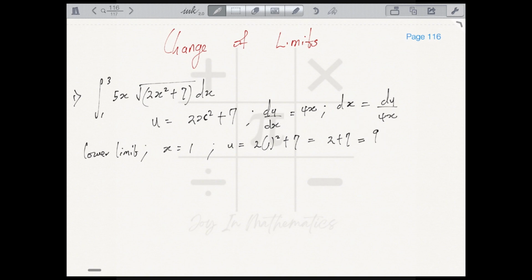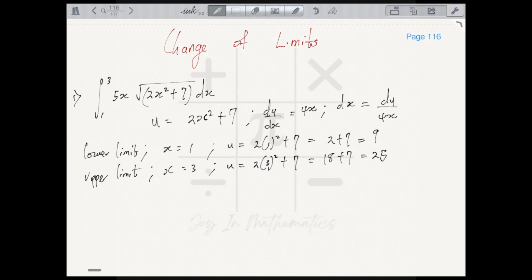And our upper limit, we have when x is equal to 3, and when x is equal to 3, u is equal to 2 times 3 raised to power 2 plus 7, and this will give us 2 times 9, that's 18 plus 7, which is equal to 25. So when x is equal to 1, u is equal to 9, and when x is equal to 3, u is equal to 25.